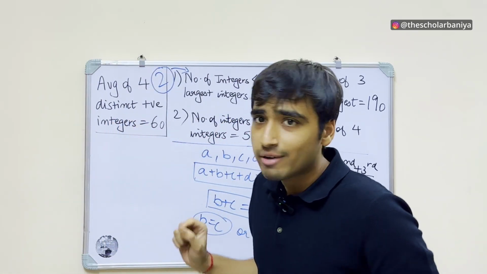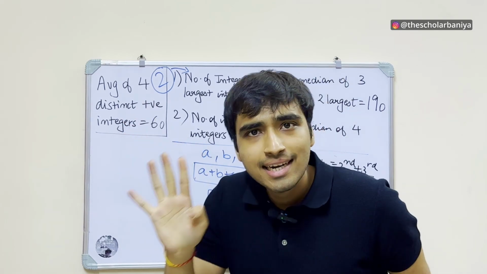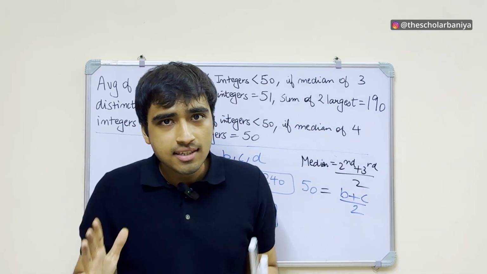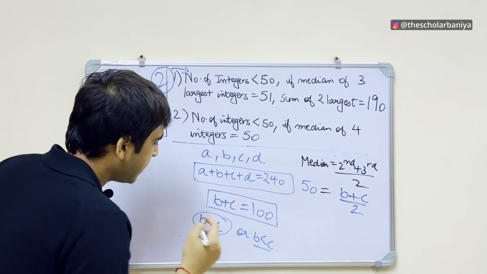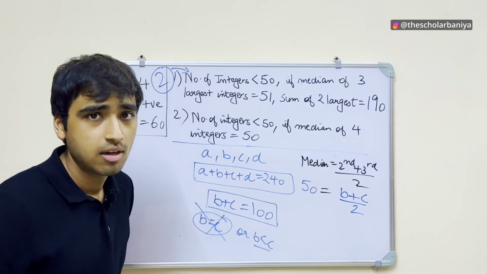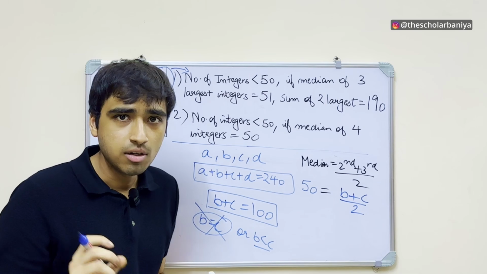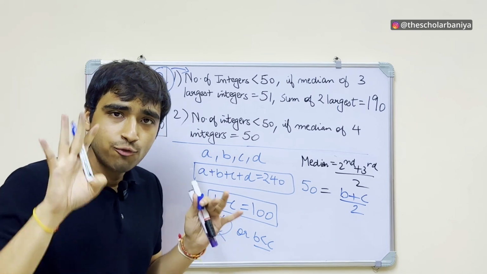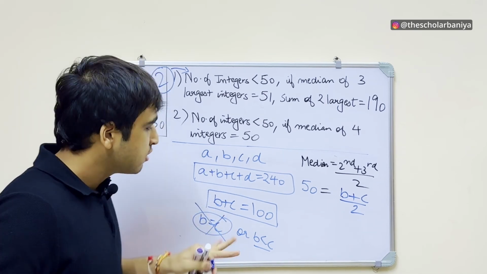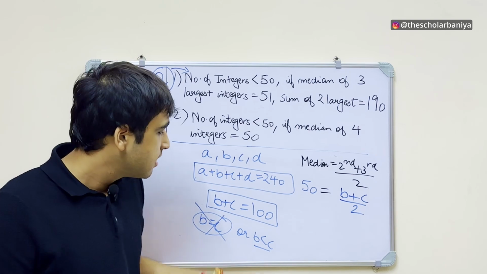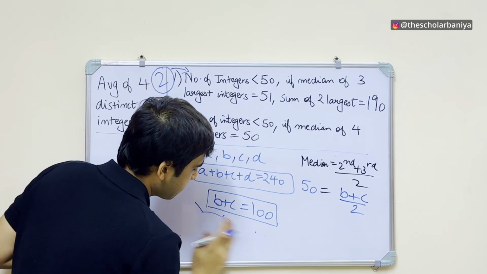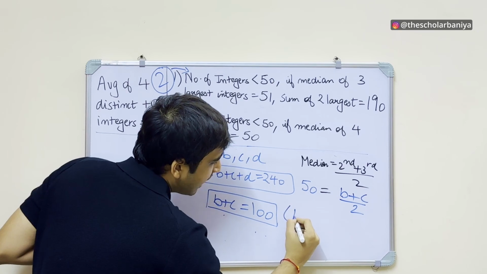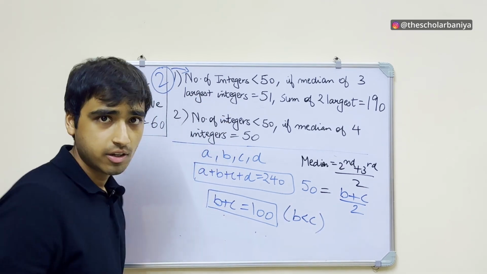But we are given in the question that the four integers are distinct. Four distinct integers means none of them are equal to each other. So this case is not possible. B equals C is not possible because it is given in the question that the integers are distinct. So the only option we are left with is that B is less than C.